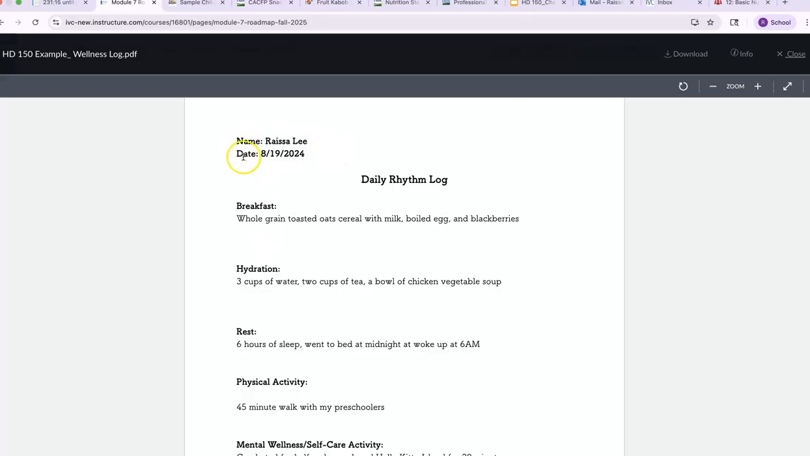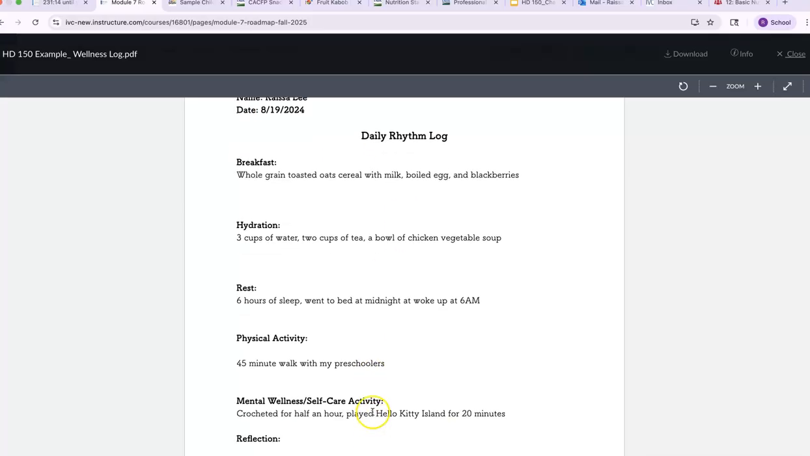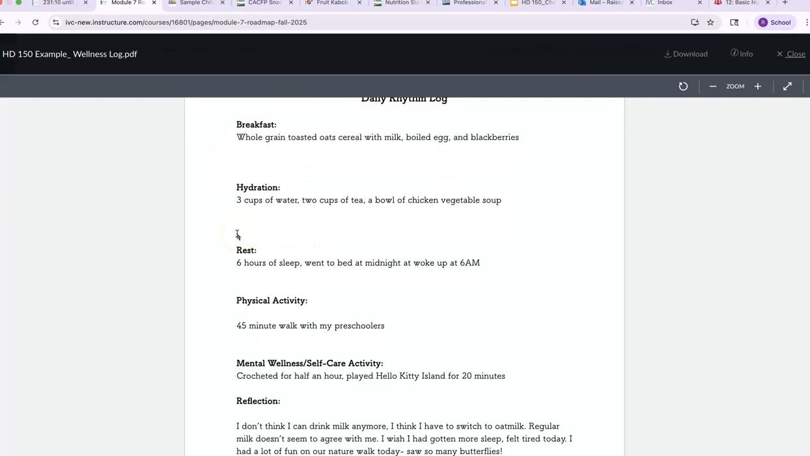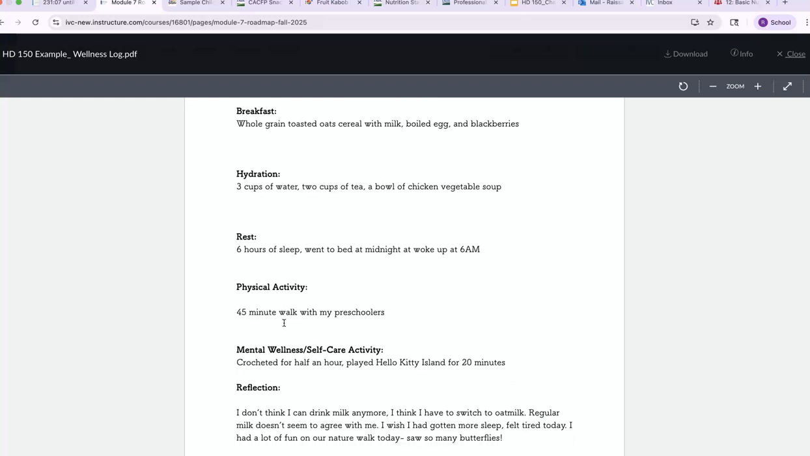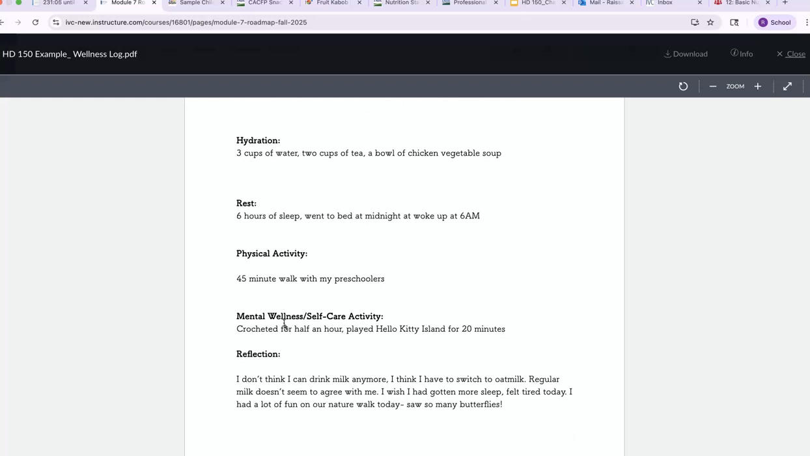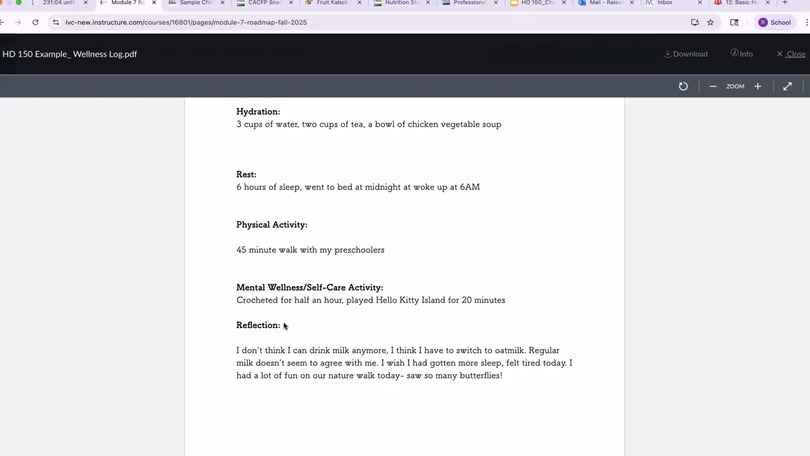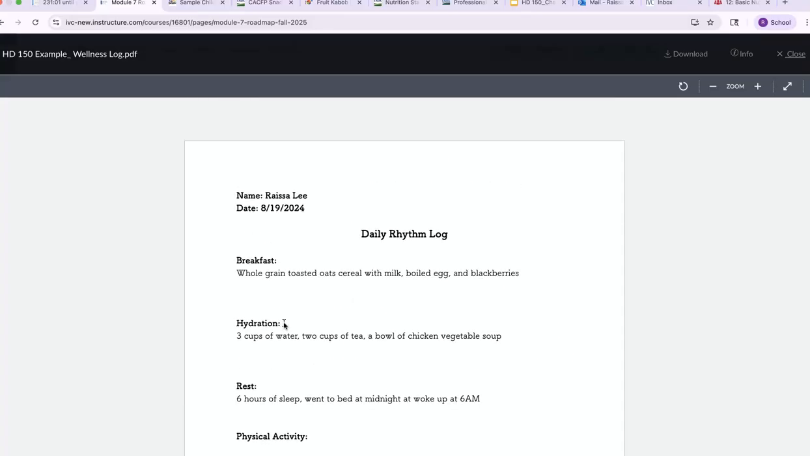You have to have your name and the date of each log. You're going to be talking about your breakfast, or you're going to be talking about your lunch this week. For Module 7, focus on lunch. Hydration, how much water? How much rest are you getting? What's your physical activity to keep your exercise level in a healthy state? How are you taking care of yourself? What's your mental wellness care for yourself, right? And then a reflection. So you need 5 of these this week.